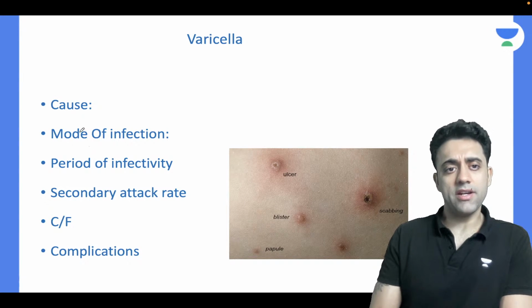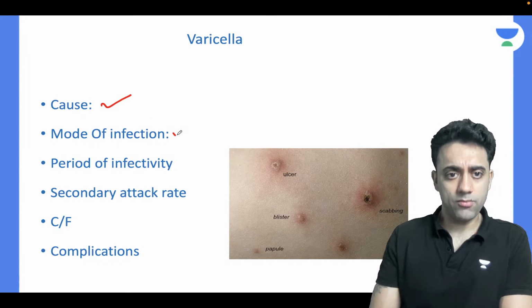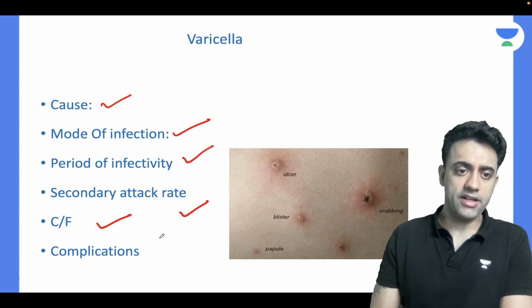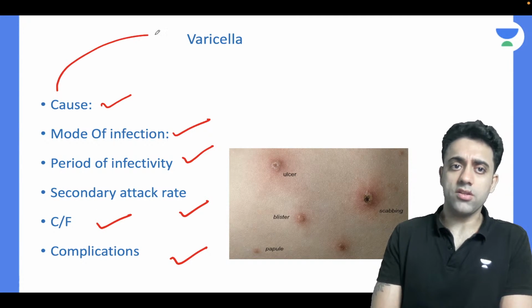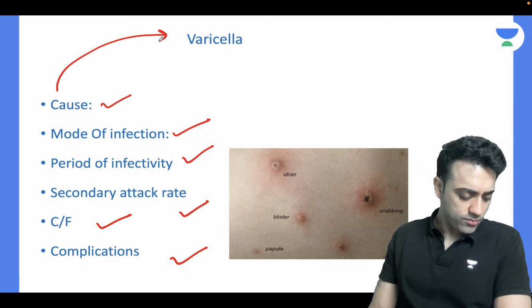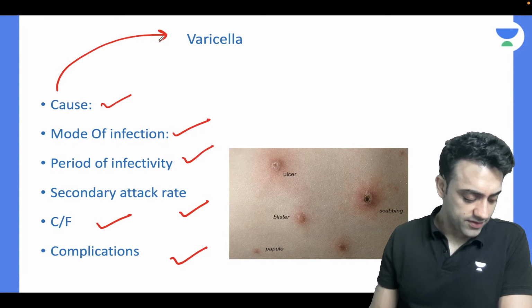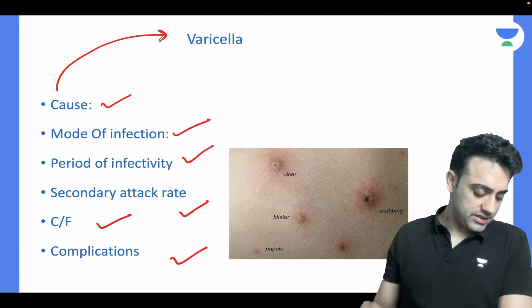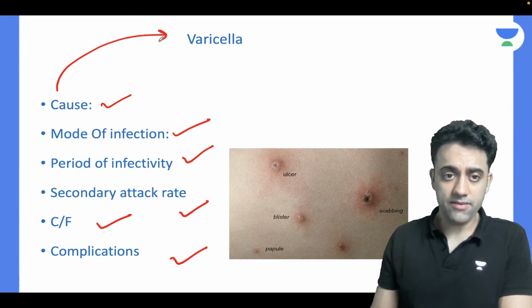The subtopic is divided into: the cause of varicella, mode of infection, period of infectivity, secondary attack rate, clinical features and complications. Cause: chickenpox is caused by what? Chickenpox is caused by which virus?